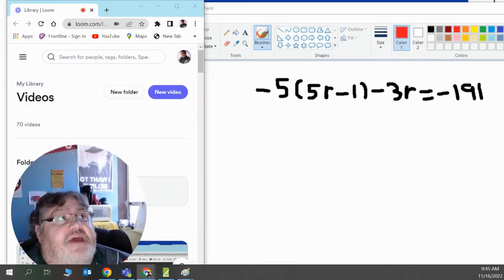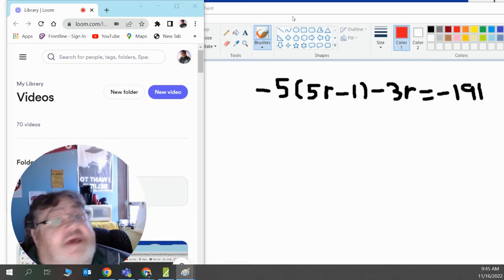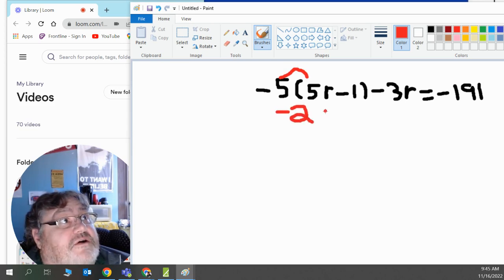So I have negative 5 times 5. We're going to multiply first. Negative 5 times 5. I'll make that red. Should be negative 25r, because a negative times a positive is a negative. 5 times 5 is 25. And I'll simply drop the r down.